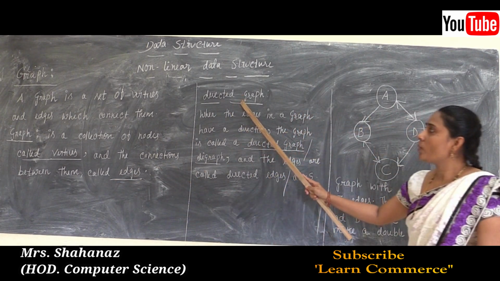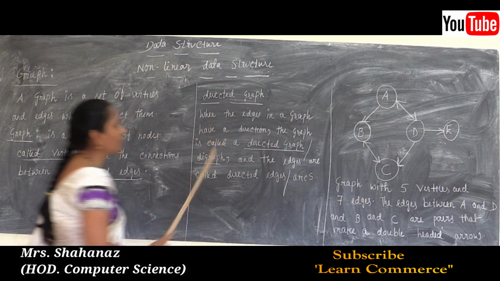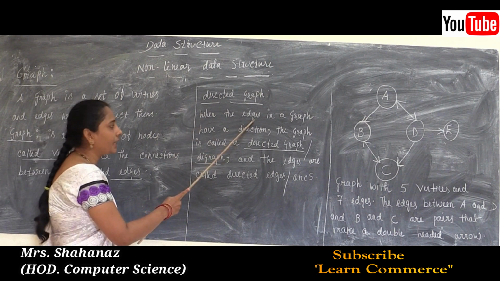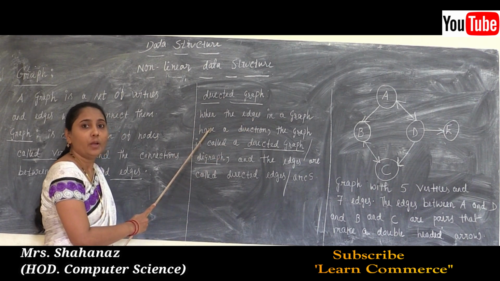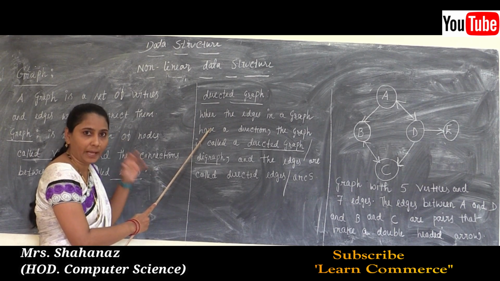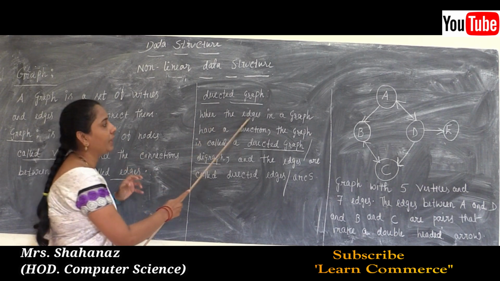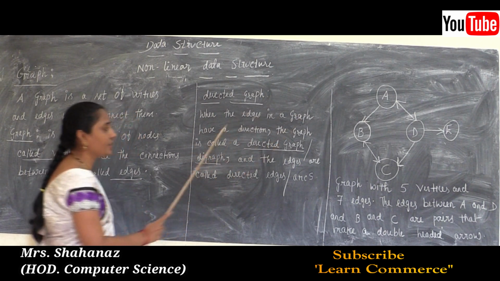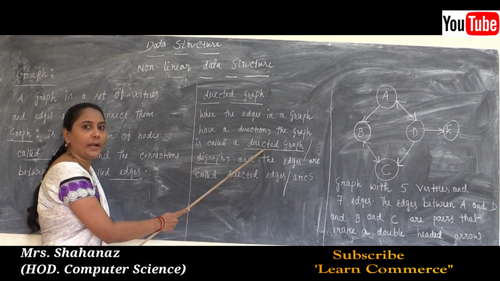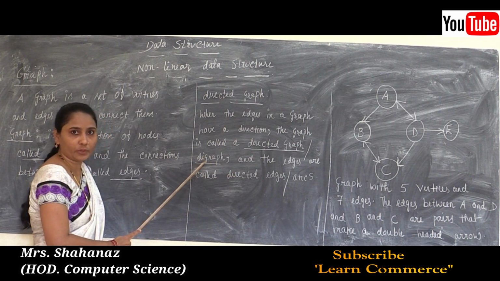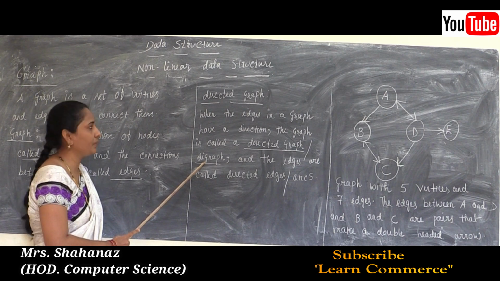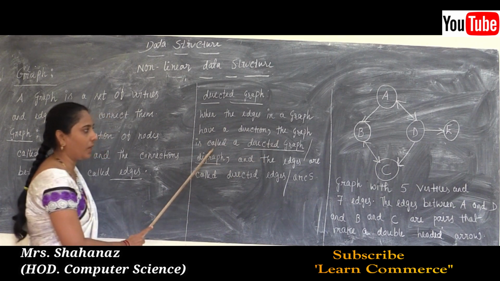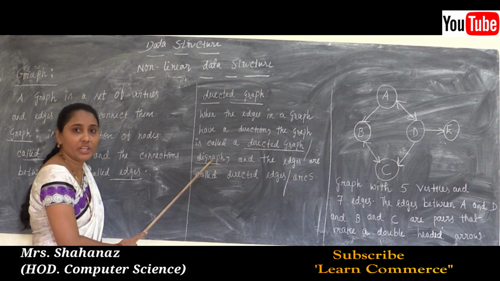Now let's see the meaning of the directed graph. Which graph is called a directed graph? When the edges in a graph have a direction, or we can say when any link in a graph has a direction, such a graph is called a directed graph, also called a digraph. Clear this point? When the edge or link in a graph has a direction, such a graph is called a directed graph or digraph.